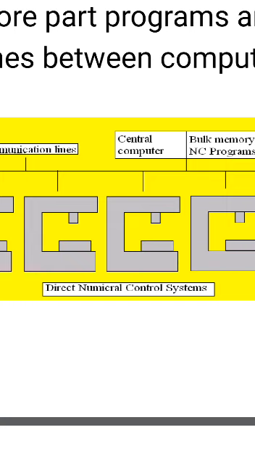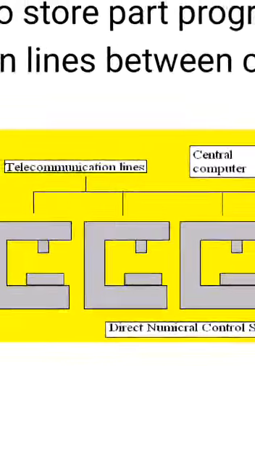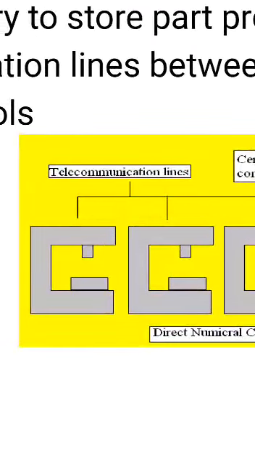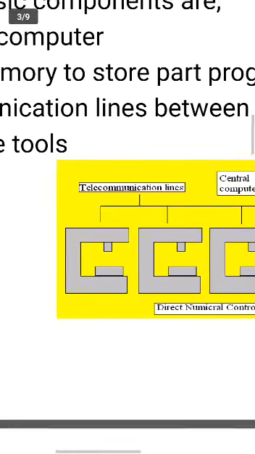These telecommunication lines transmit program data to remote sites and NC machines. So these will transfer data, or we collect the program data from the remote sites of the NC machine. These are the cables connecting the machine tool to the central computer, through which we can transmit the program remotely to the NC machines. So this is the telecommunication line.